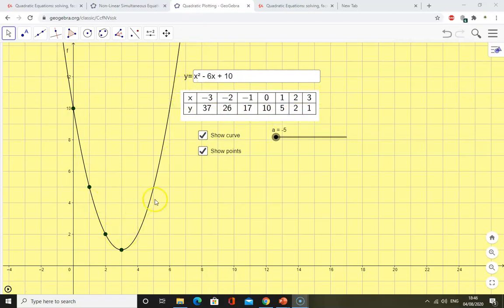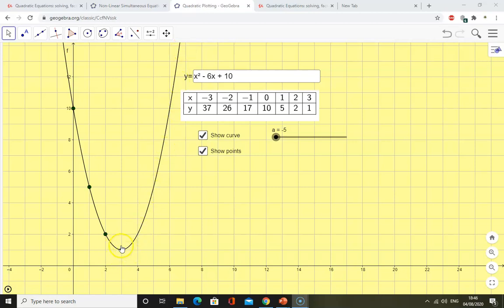This is the graph that we got. And what we're interested in is to find the turning points. The turning point is this point here. The graph was going down until it reached this point, and then it changes direction and goes up. That's what we call the turning point.